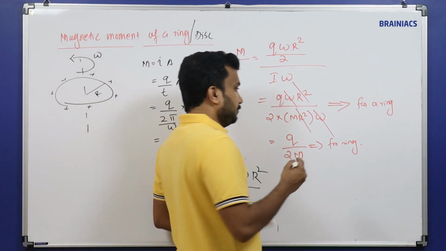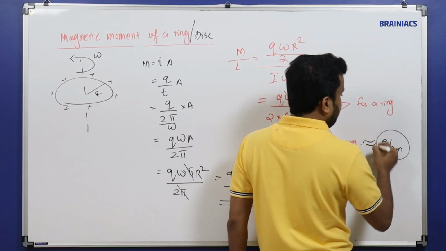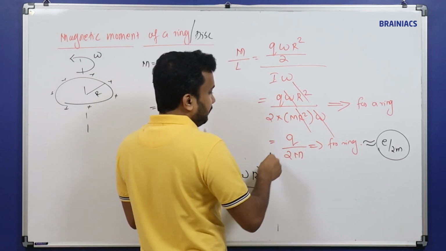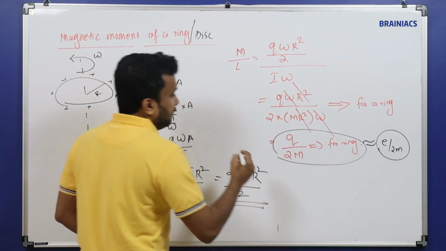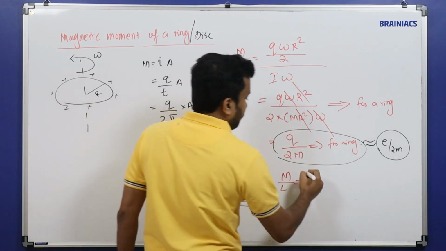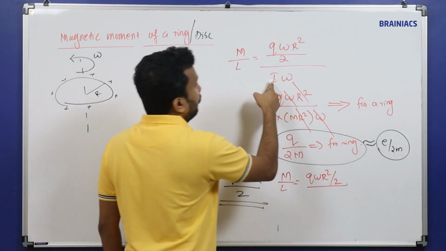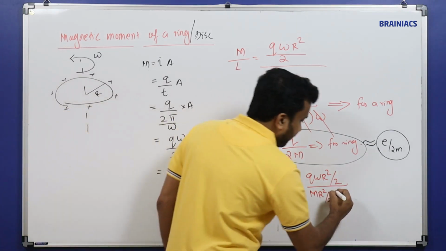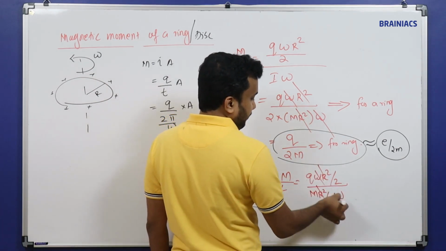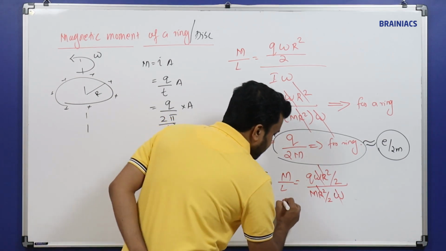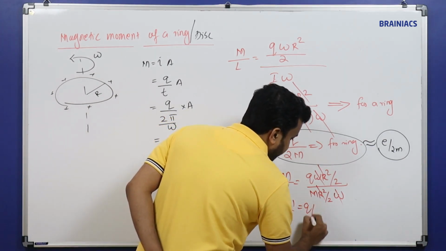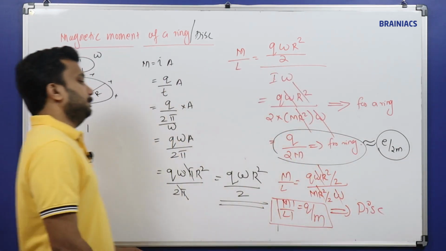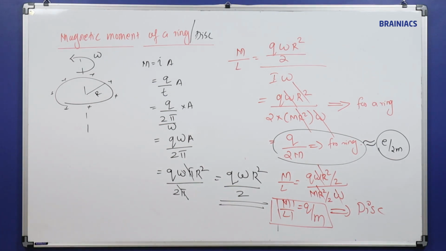So Q divided by 2 M is similar to charge divided by mass, e by 2 m, which we have learned previously. This is the one formula for a ring. Next, for a disk, M divided by L is equal to Q omega R square divided by 2 I omega. For a disk, the moment of inertia value is M R square by 2. I'll explain this while taking that chapter. So R square, omega, and 2 cancel, and M divided by L will be equal to Q divided by M. This is for a disk. So Q divided by 2 M for a ring, Q divided by M for a disk.